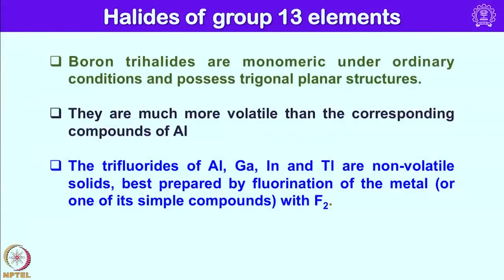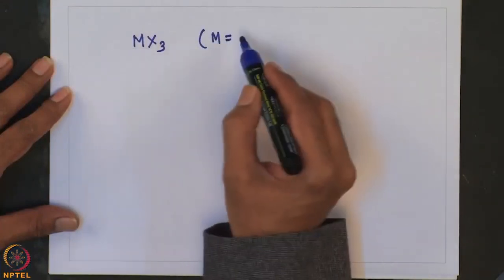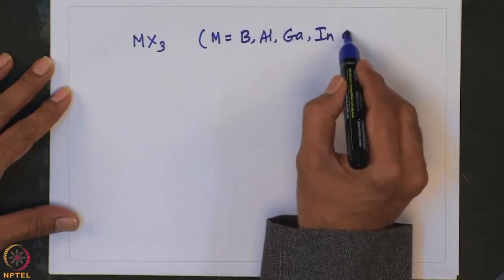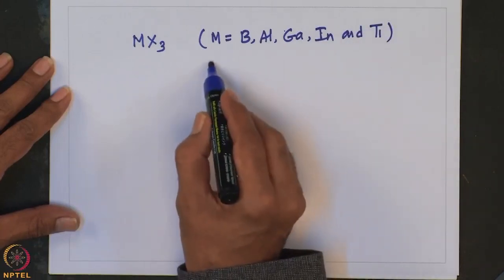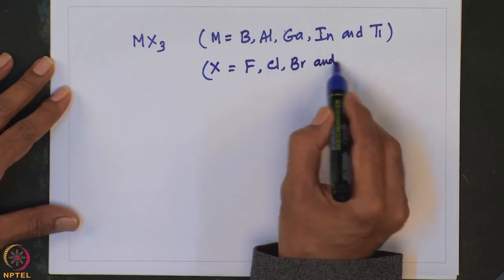The trifluorides of aluminium, gallium, indium and thallium are non-volatile solids best prepared by the fluorination of the metal or one of its simple compounds with fluorine gas. In fact, when we talk about trihalides of group 13 elements, all combinations of M and X occur in trivalent MX3. That means when we consider MX3, all combinations are possible where M equals boron, aluminium, gallium, indium and thallium, and X equals fluorine, chlorine, bromine and iodine.